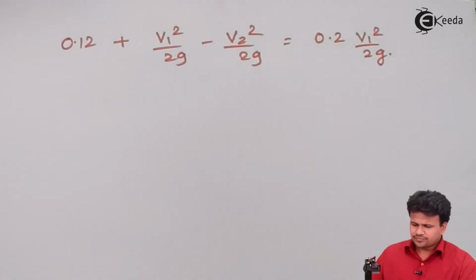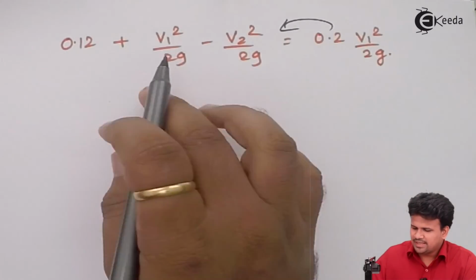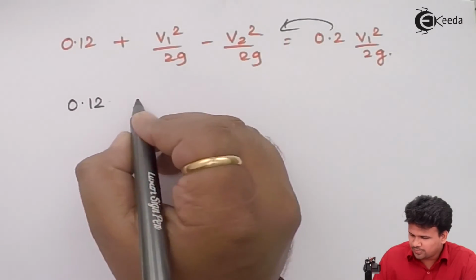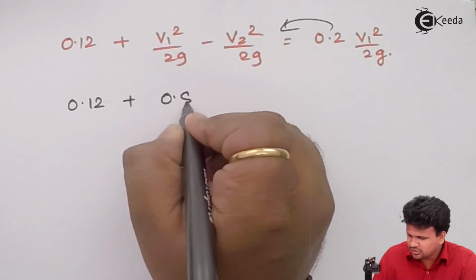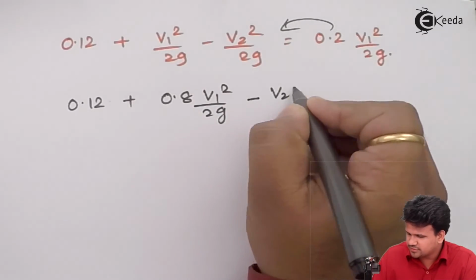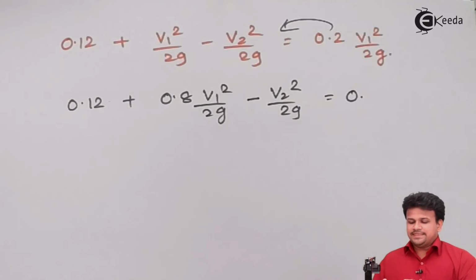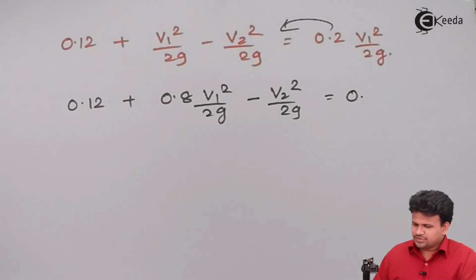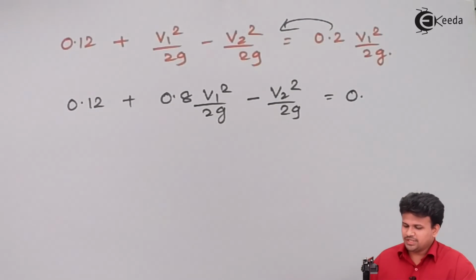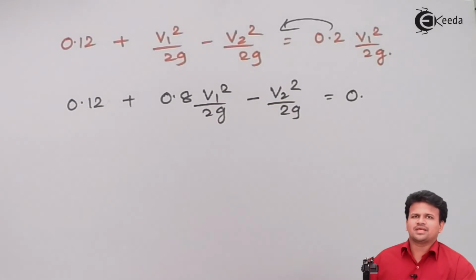To simplify this, we'll take this term on the other side and subtract it. So this is 0.12 plus 0.8 V1 square by 2g minus V2 square by 2g is equal to 0. Now we have got this equation. Next we'll calculate the relationship between V1 and V2.